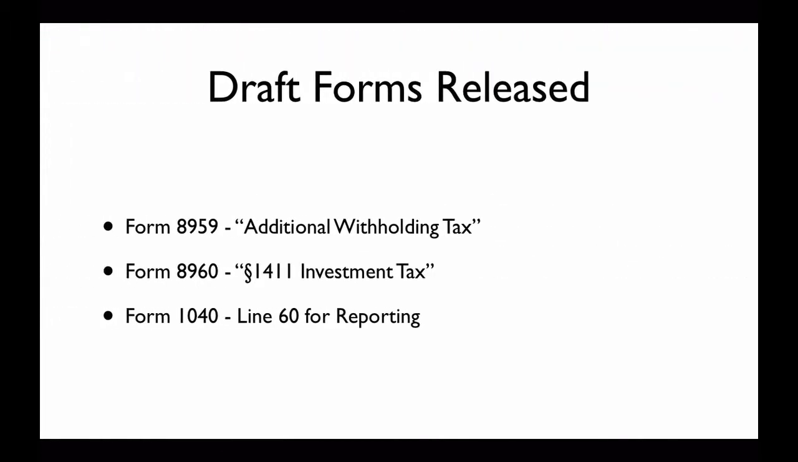In August, the IRS released drafts of the new Form 8959, on which we will compute the additional withholding tax, and the new Form 8960, where the Section 1411 net investment income tax will be reported. The Form 1040, released back in July, the draft version, showed a new line entry for line 60, where we're going to put the results of these two forms.